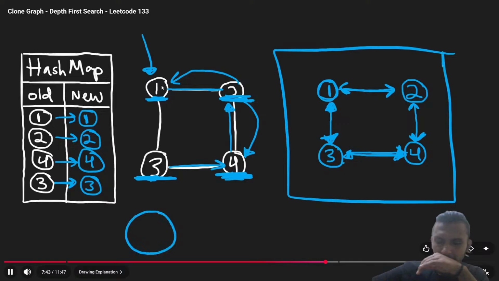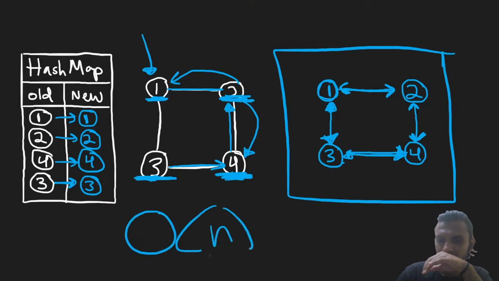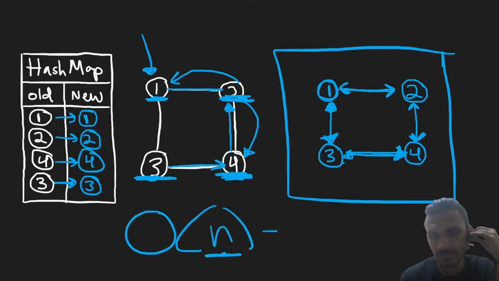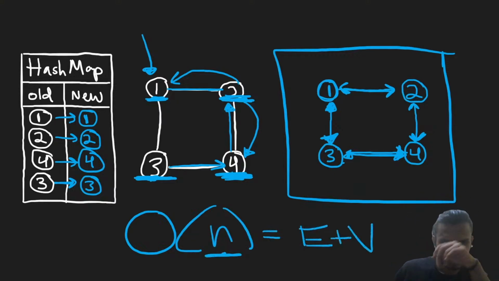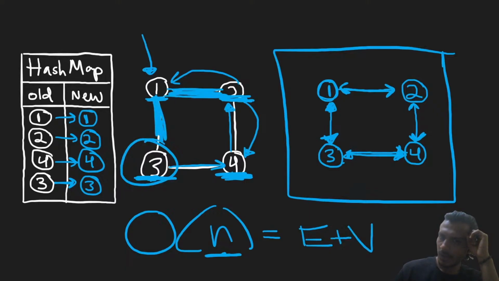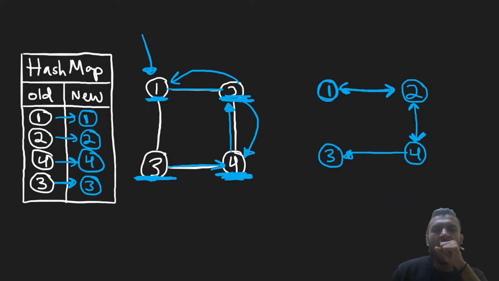Of the graph, we did this in O of n time, where n is basically the number of edges plus the number of vertices, right? The number of nodes plus the number of edges connecting them, because we have to basically make a clone of each of these. And with that being said, now let's jump into the code.